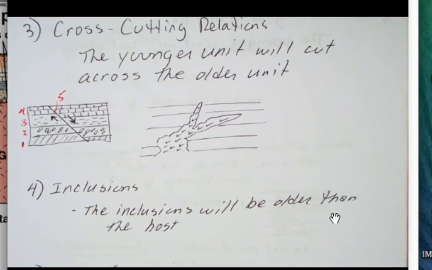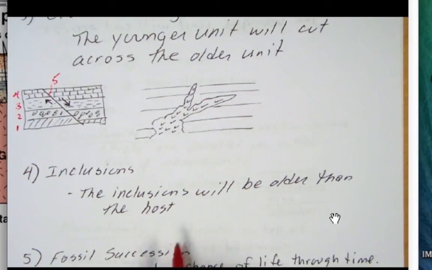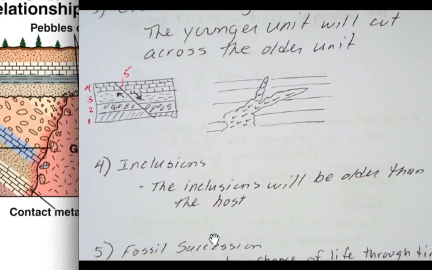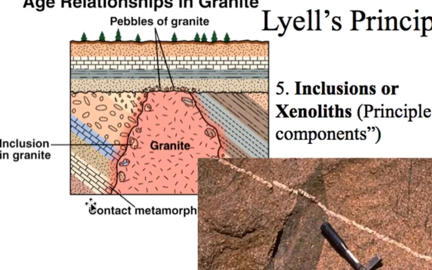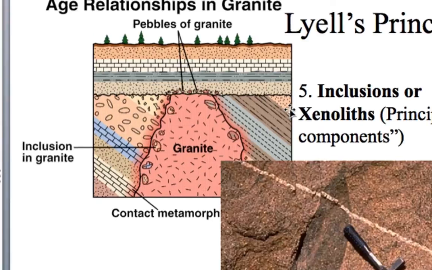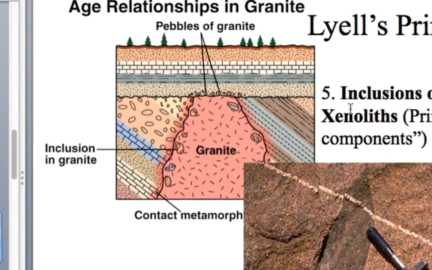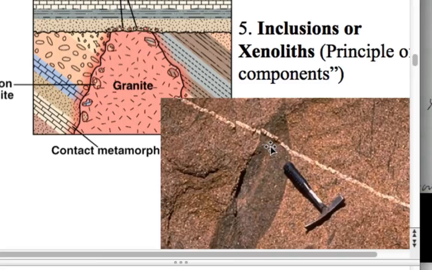Now, inclusions: the inclusion will be older than the host. In fact, this same picture shows inclusions here. If we look at this one here, inclusion, sometimes they call it xenolith. So xeno, X-E-N-O, means foreign, so a foreign stone. And so here there are inclusions or xenoliths of the country rock inside the granite, right? So the country rock is older than the granite. Here's a xenolith of a more mafic rock inside this red granite. So this would be an inclusion which would be older than the host. So the host has picked it up.